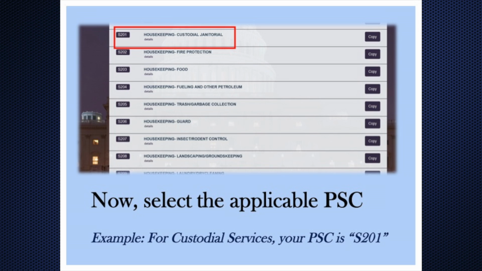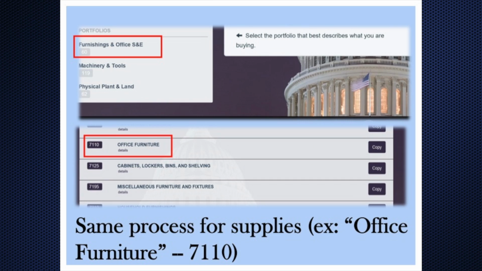The PSC code is then S201. Now notice it's a service, so it has a letter at the beginning. Same process for supplies. If we want to do office furniture, for example, we first go to furnishings in office, and then we select office furniture there, 7110. Notice, because it's a supply, it's all numbers.